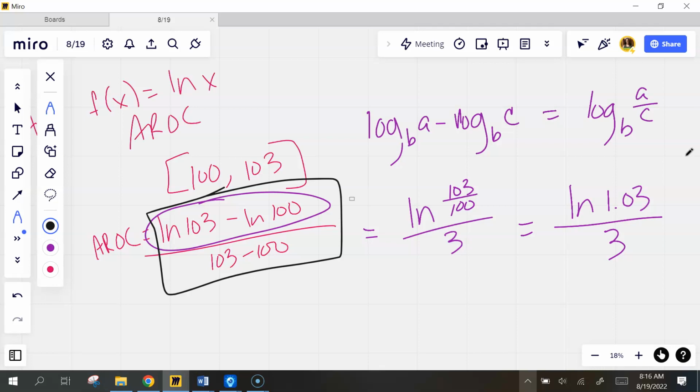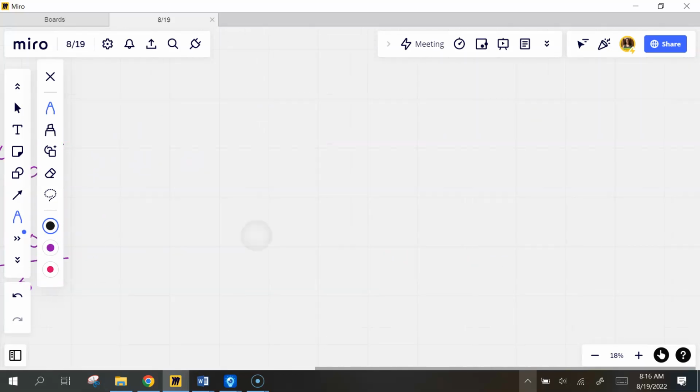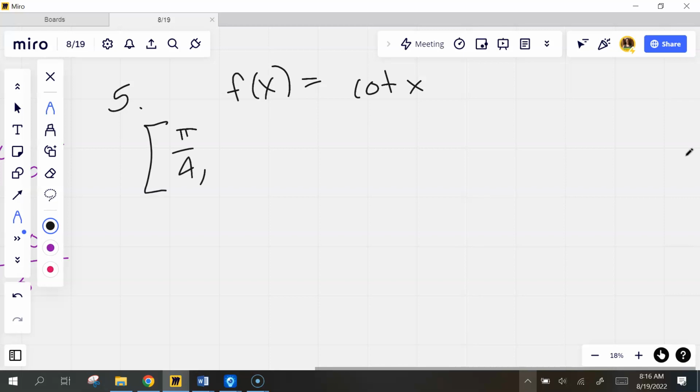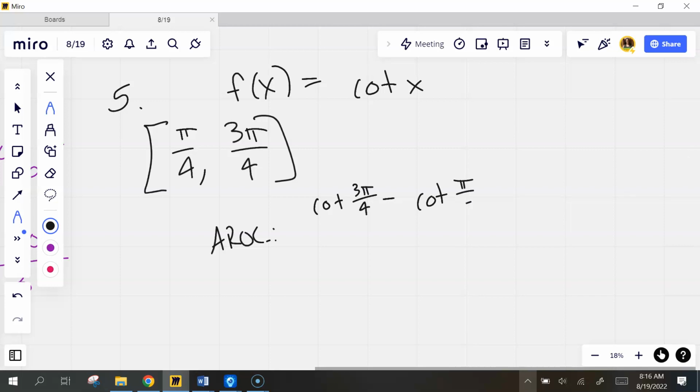You said 5? Ooh, 5's a good one. And it's a no calculator too. Cotangent x. The first one is from pi over 4 to 3 pi over 4. So AROC is going to be the cotangent of 3 pi over 4 minus the cotangent of pi over 4 divided by 3 pi over 4 minus pi over 4.